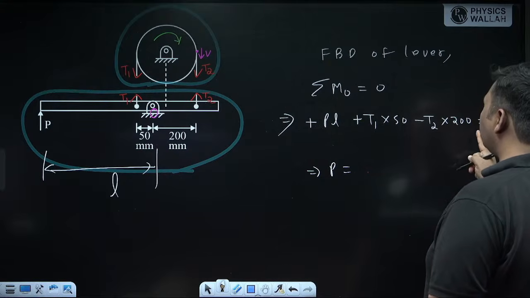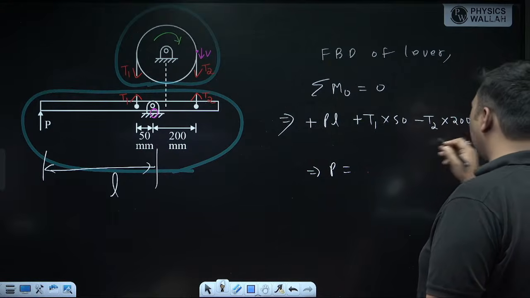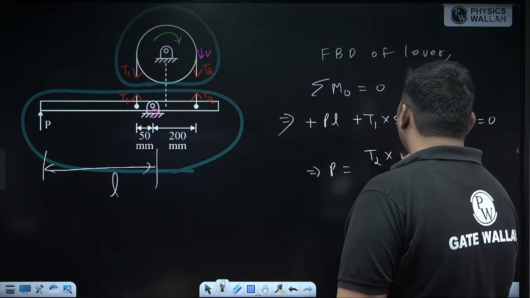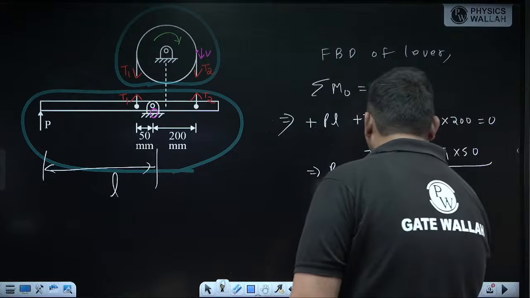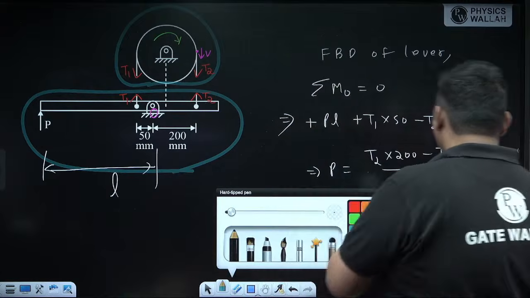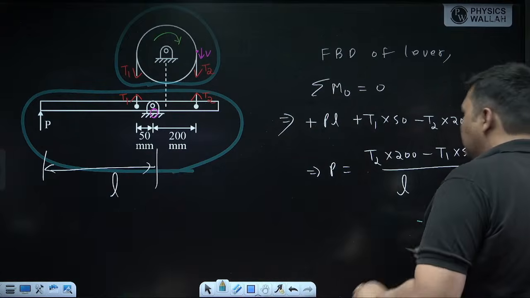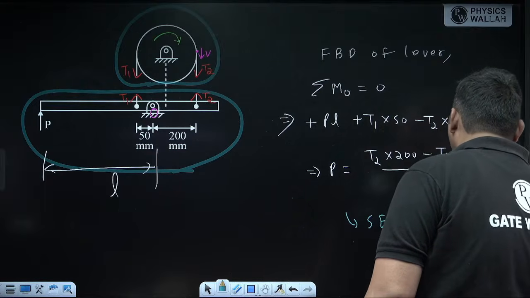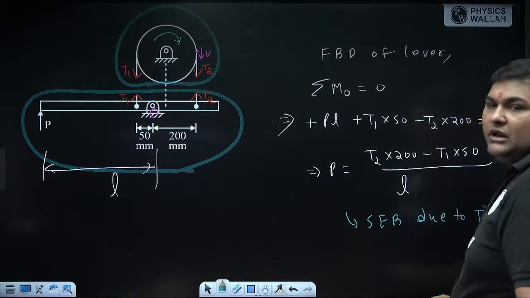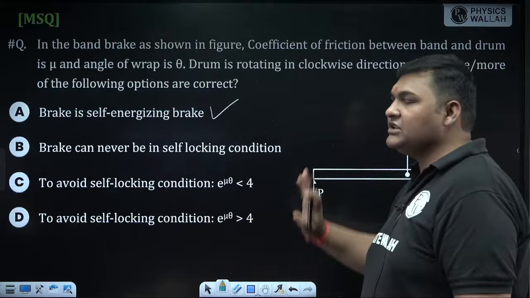This plus will go this side, it will become minus. Minus will go this side, it will become plus. So, ultimately, P will be T2 into 200 minus T1 into 50, divided by L. See, this T1 into 50 part is reducing P, meaning again it is a self-energizing brake due to tight side tension T1. But whatever the reason, it is self-energizing, so E is correct.